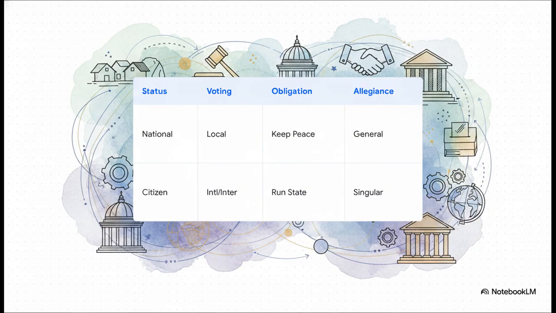A state national's voting is limited just to local matters, their obligation is only to keep the peace, and they completely skip jury duty. A state citizen, on the other hand, agrees to the really heavy obligations of running the state government and serving as a state court juror. But in exchange for that service, they're granted the right to vote on international and interstate matters.